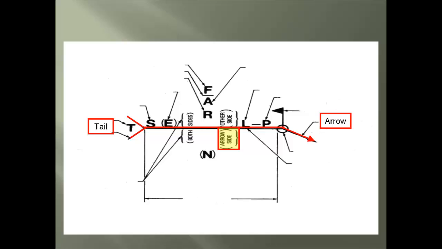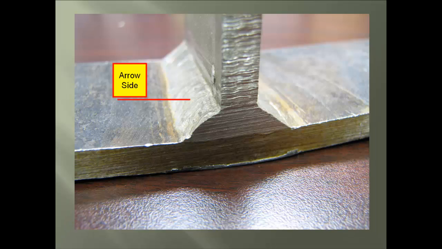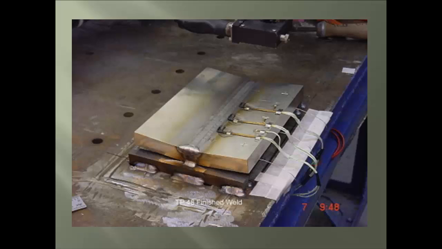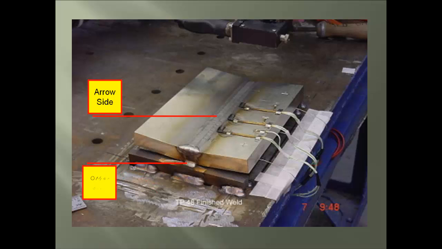Now, we know what the arrow side of the symbol is, so let's take a look at what is called the other side, which is found above the line on the weld symbol. Again, on our weld assembly, it would be on this side. Let's look at an actual groove weld assembly, and here is the arrow side, the top of the weld, and the other side would be here.